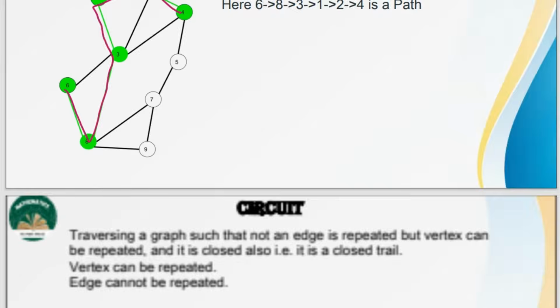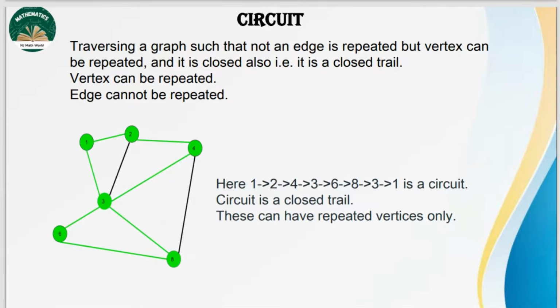Next, you have circuit. What is meant by a circuit? Traversing a graph such that no edge is repeated, but a vertex can be repeated. Traveling a graph where an edge should not repeat, but a vertex can repeat. Vertex means point can repeat and edge should not be repeated.